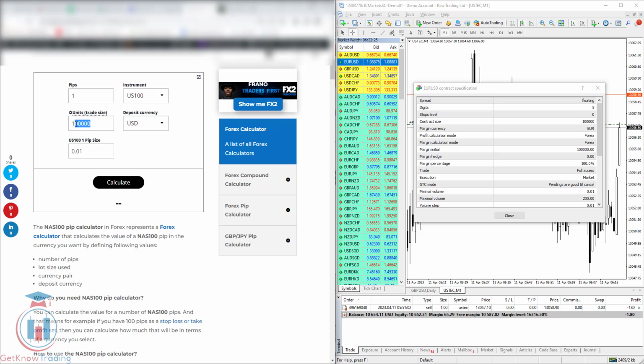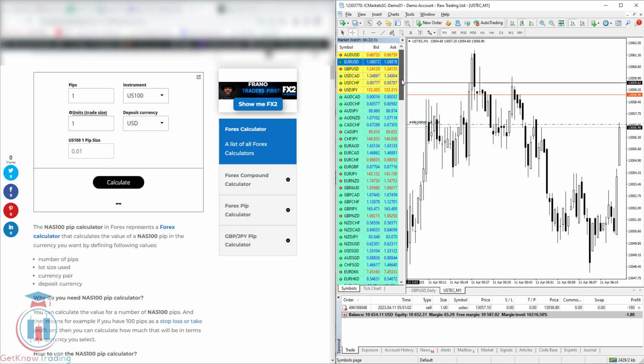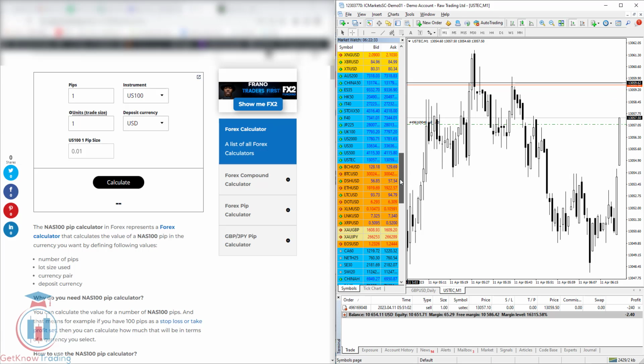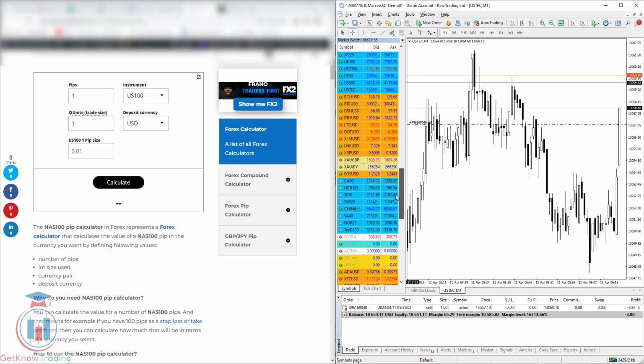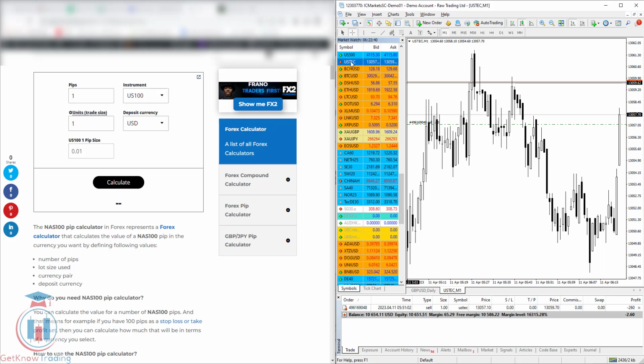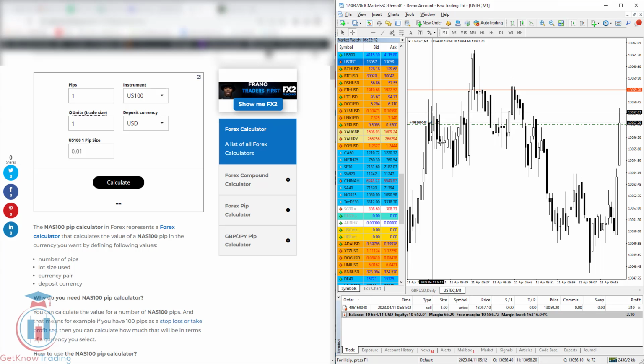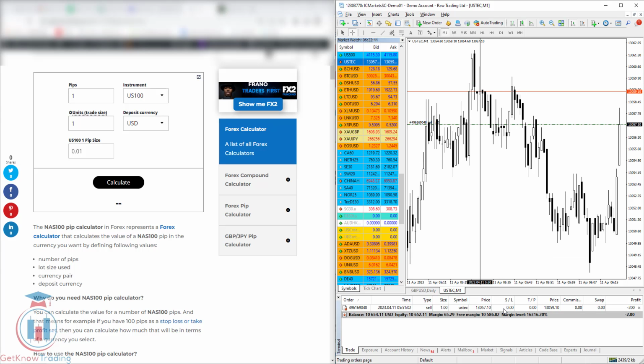So this is why it is very important to know how to calculate the Pip value for a certain symbol on different broker trading platforms. The reason is that every broker is using a different contract size for a certain symbol. So when you calculate the Pip value for that trading platform, for that symbol, for that broker, it will be different. So this is a very important thing to know.